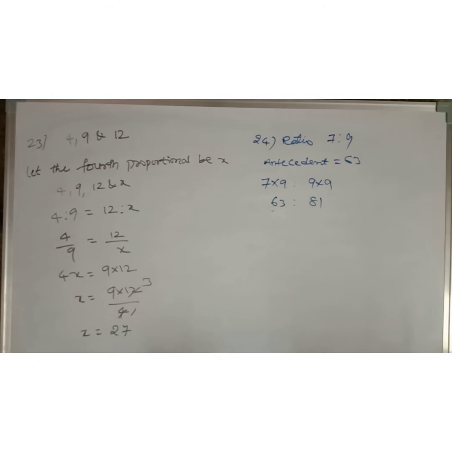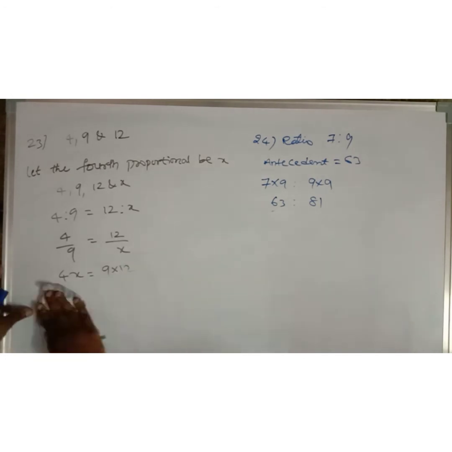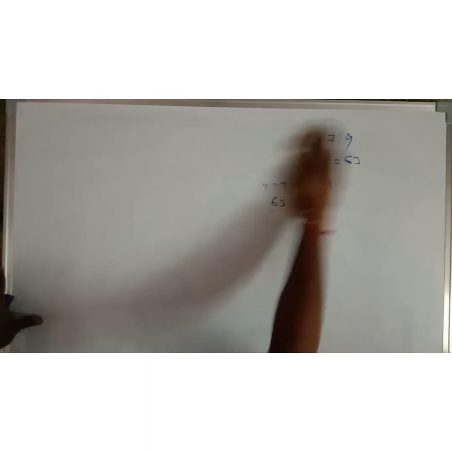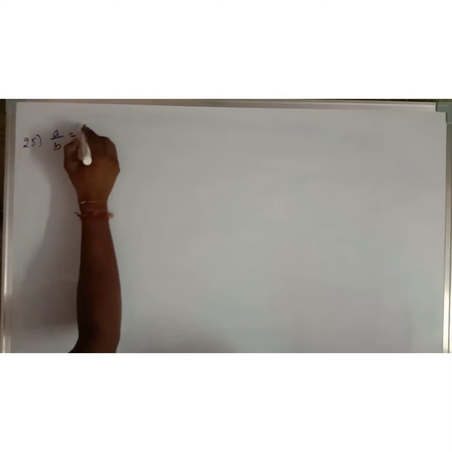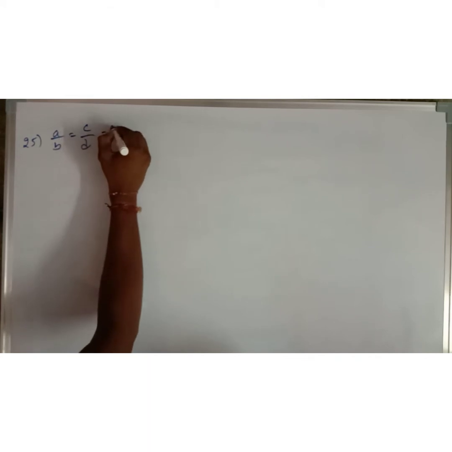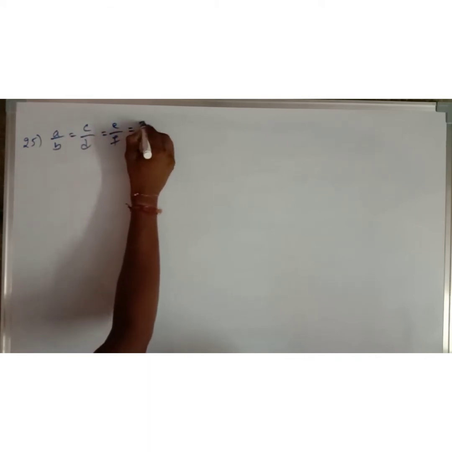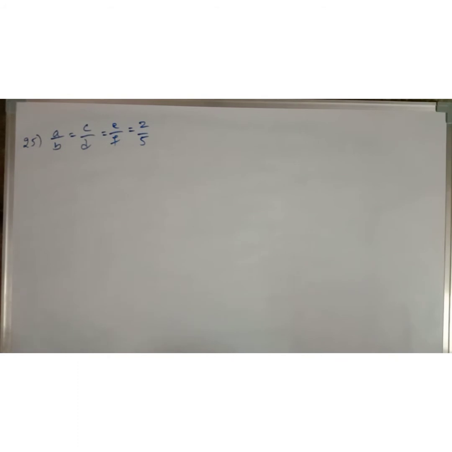Then the next question is the 25th one. If a by b is equal to c by d is equal to e by f is equal to 2 by 5, then find the value of 3a plus 4c plus 9e by 3b plus 4d plus 9f. Then I have to find the value of 3a plus 4c plus 9e by 3b plus 4d plus 9f.